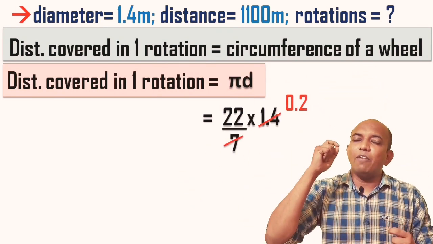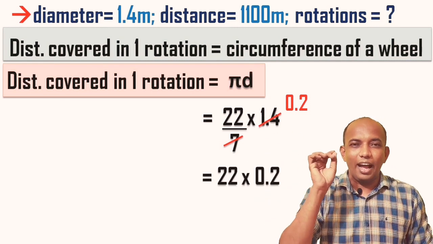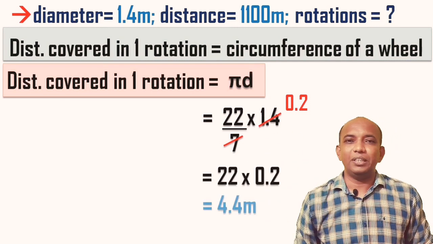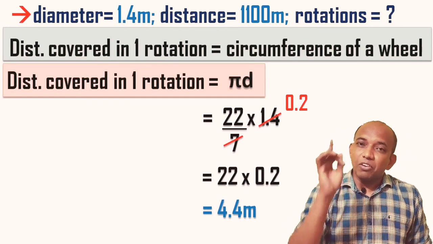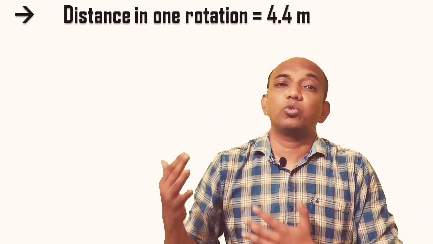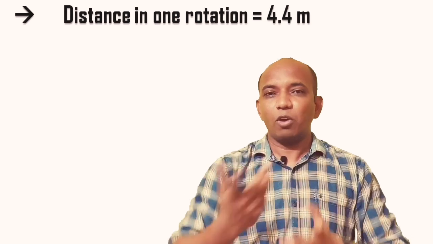Here we move on. After this, we have to multiply that 0.2 by 22, and that results in 4.4 meter. So in short, the distance traveled in one rotation is nothing but 4.4 meter. That is exactly equal to the circumference of that wheel. Now my next target is to find the number of rotations.